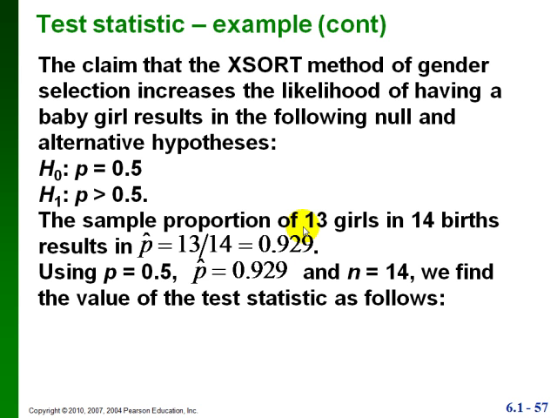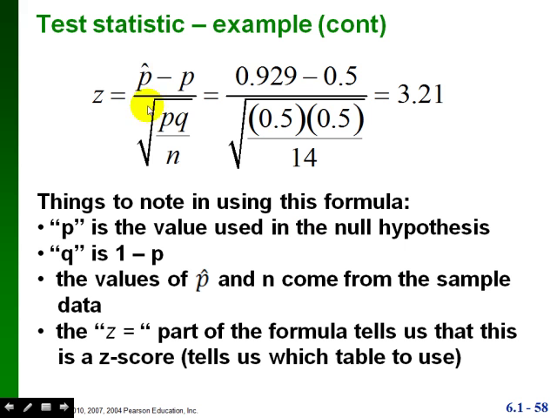So if we use those numbers and plug them into our test statistic formula, remember the p with the hat comes from the sample. So this is our sample proportion. The p without the hat comes from our null hypothesis. So that's just the number that was in our null hypothesis. Same with this p down here. And the q here is just 1 minus p. The n is our sample size. So here's where all those numbers would go in, and that gives us a test statistic of 3.21.